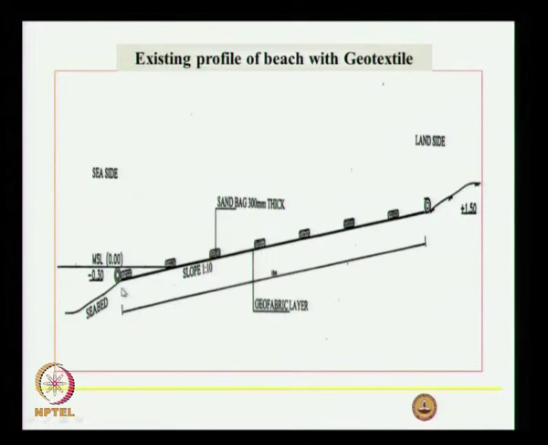How to do this construction? In the next 5 slides we will show how the construction is done. Here we are seeing the seabed. What you are seeing here is the roll of the geotextile fabric. You lay it here and then put some sandbags of about 300 mm thickness at intervals of maybe 2 meters or 3 meters. This is the sea side and this is the land side.